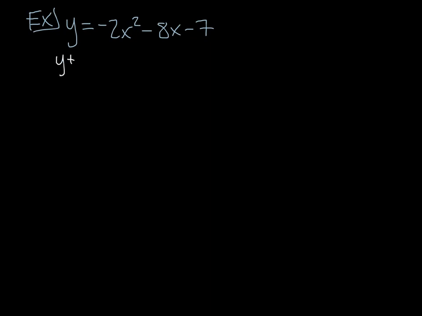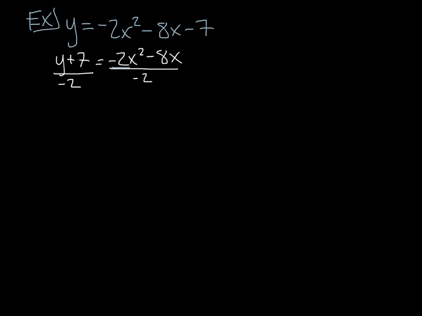So y plus 7, I've added the 7, is -2x squared minus 8x. Now, in order to complete the square, I need a lead coefficient of 1. So essentially this right here needs to be 1. So how can I make that a 1? Well, I can divide by -2. So that means I need to divide everything. Everything gets divided by -2.